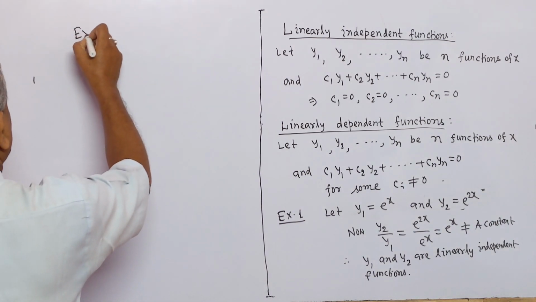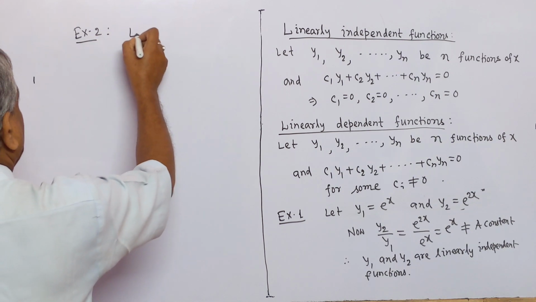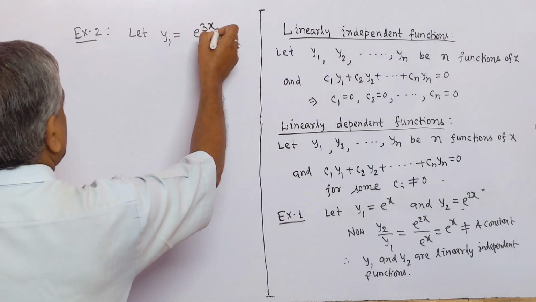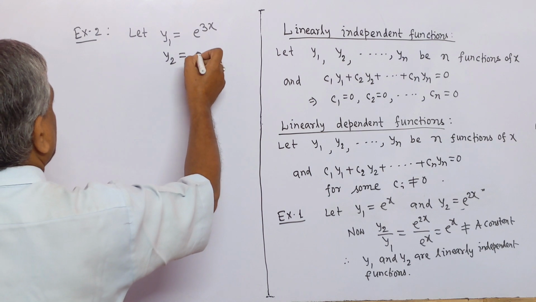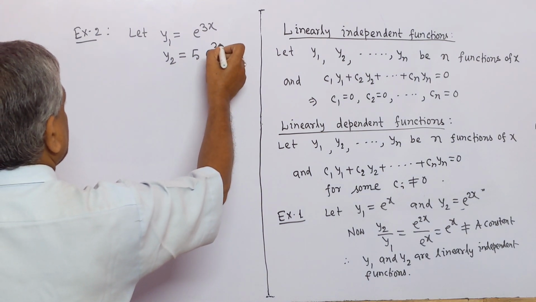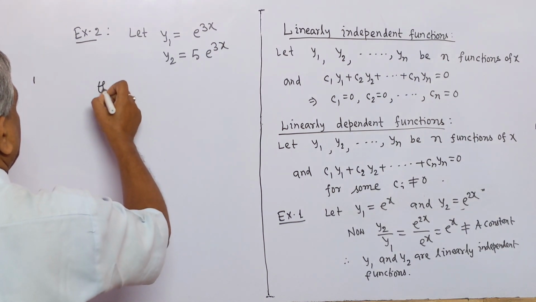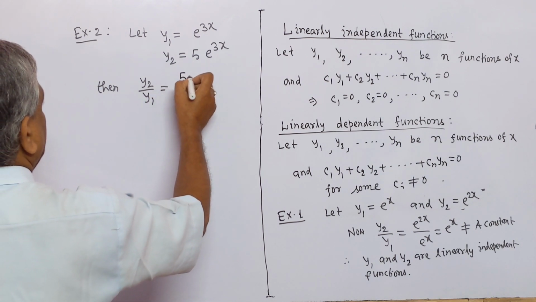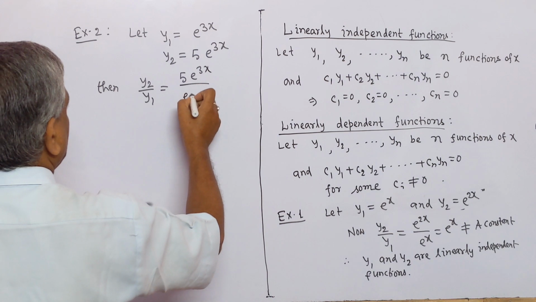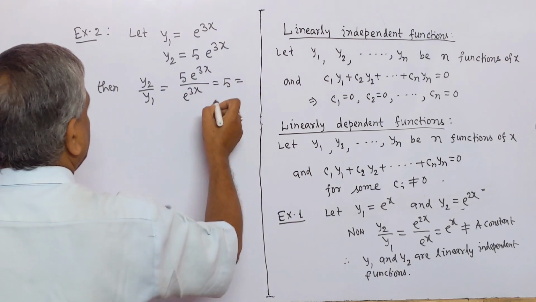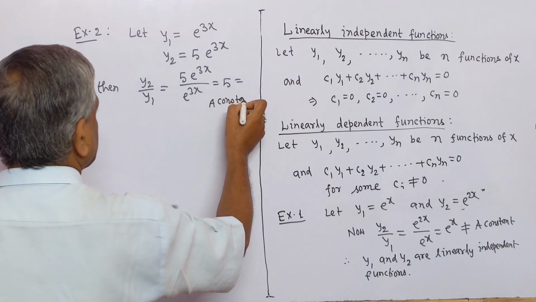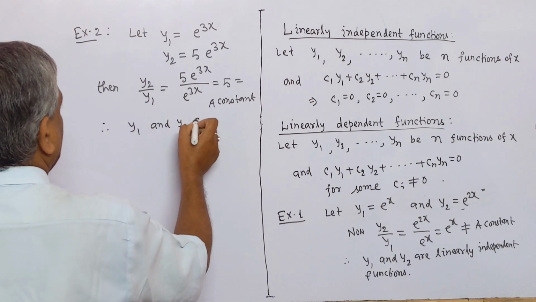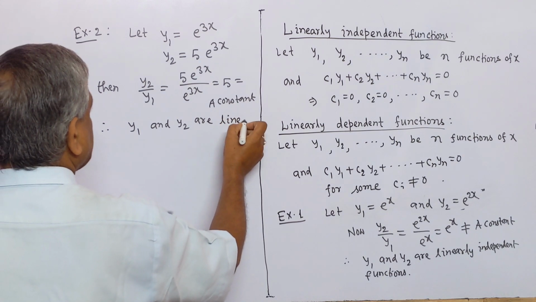Example 2. Let y1 equal to e to the power 3x, y2 equal to 5 e to the power 3x. Then y2 by y1 equal to 5 e to the power 3x by e to the power 3x equal to 5, equal to a constant. Therefore, y1 and y2 are linearly dependent functions.